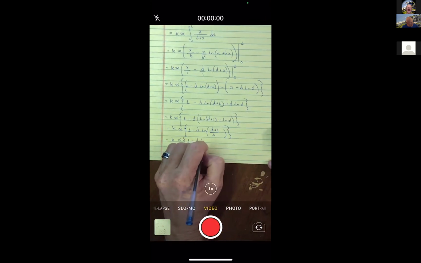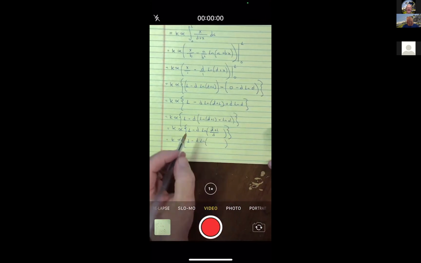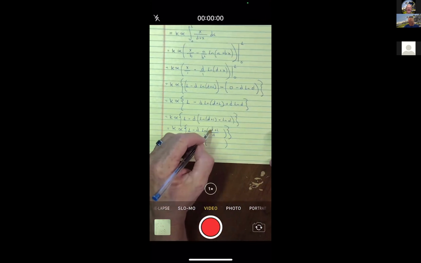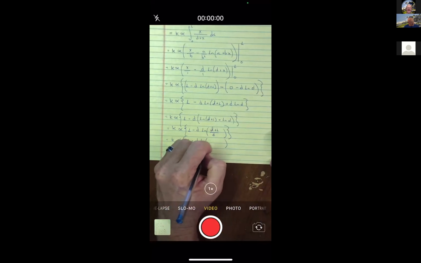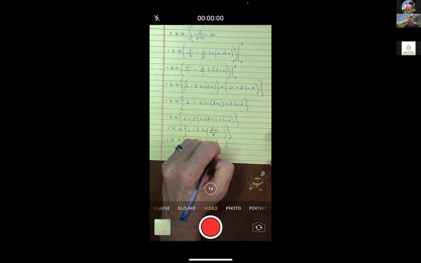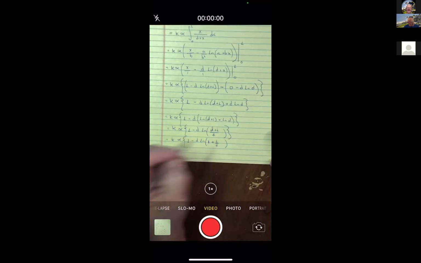The author says, well, you can divide this into d over d plus L over d. And d over d is 1. So they write it as 1 plus L over d.